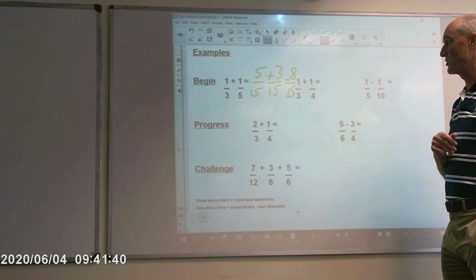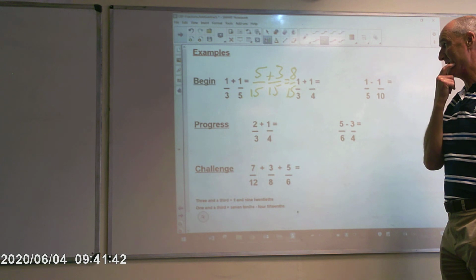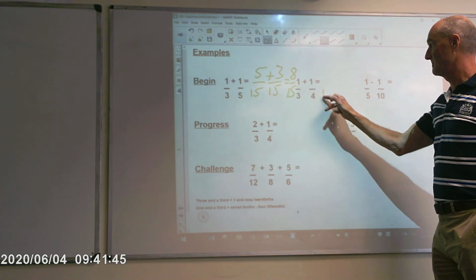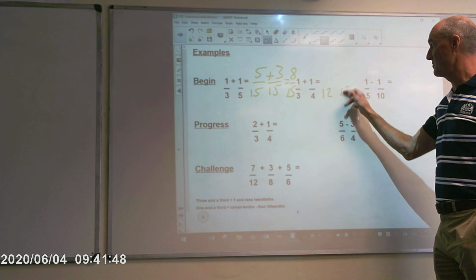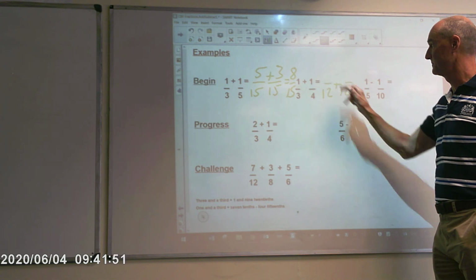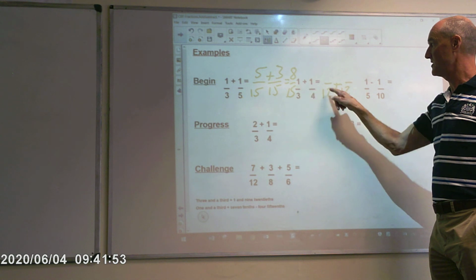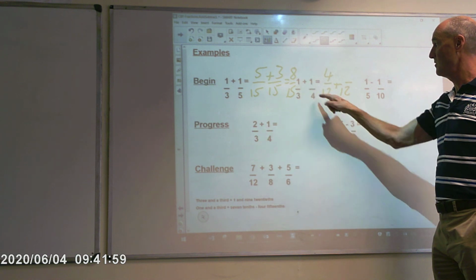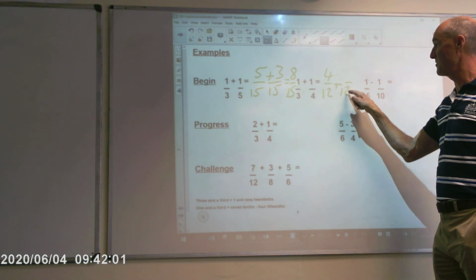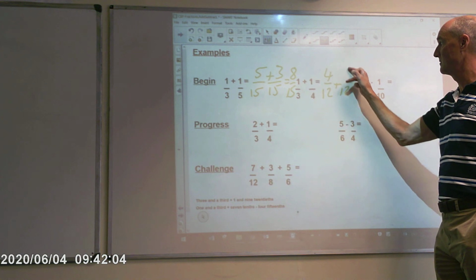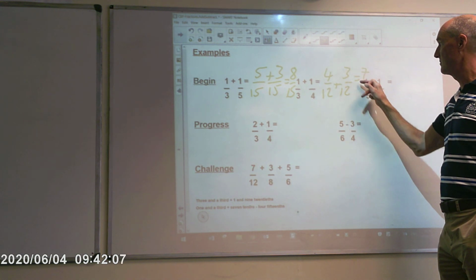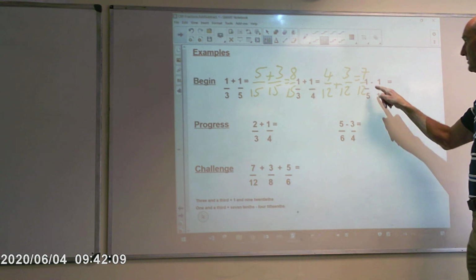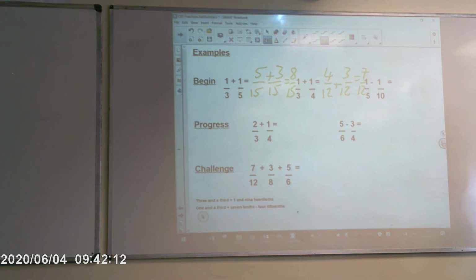1/3 added to 1/4. Lowest common multiple is 12. 3 times 4 is 12. Multiply the top by 4. 4 multiplied by 3 makes 12. Multiply the top by 3. 7 twelfths. 5th, take away a 10th. That should have given you an answer of 1/10.